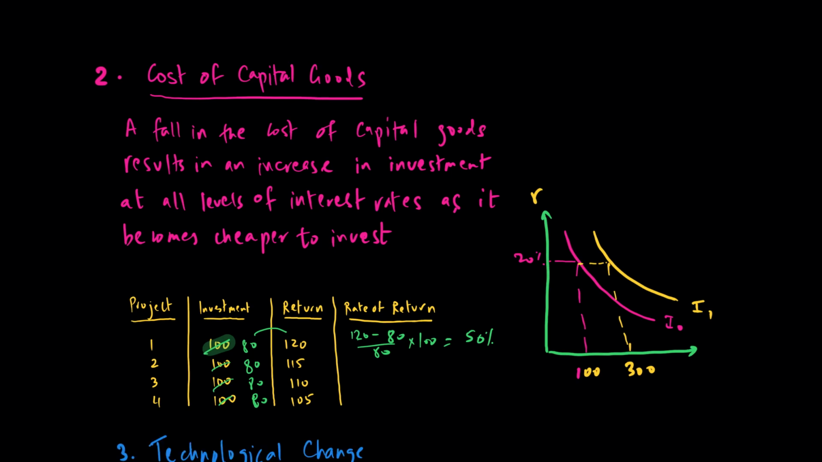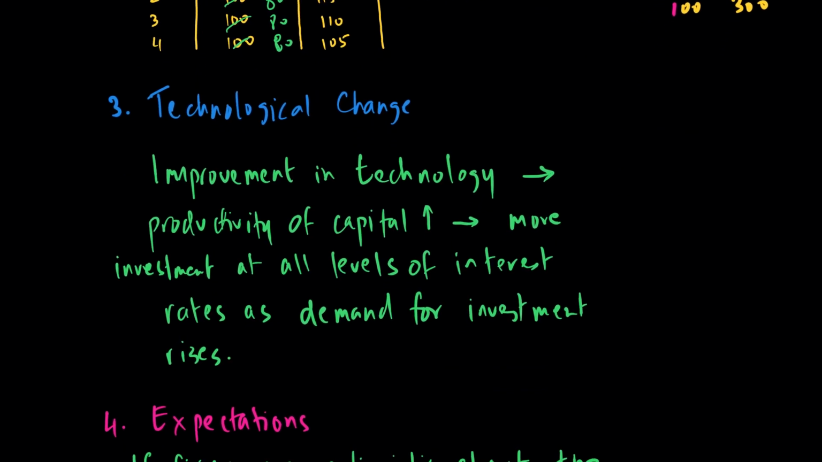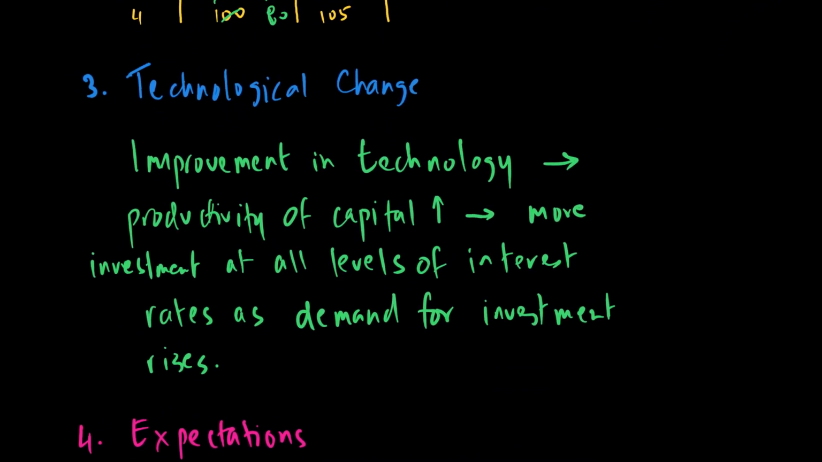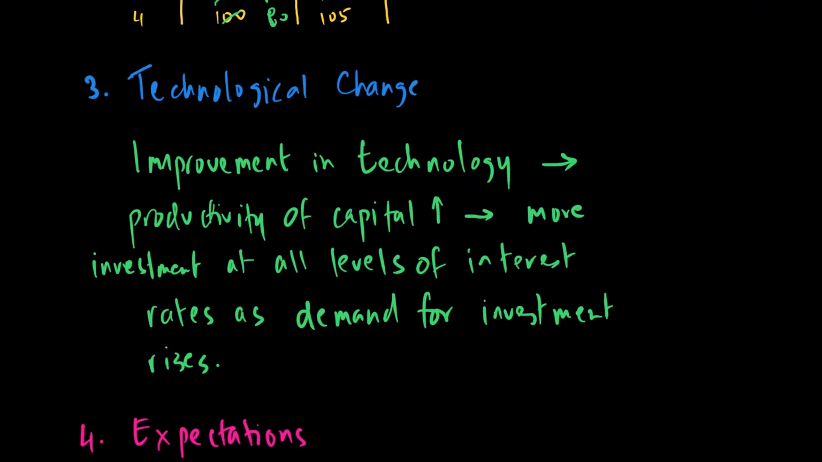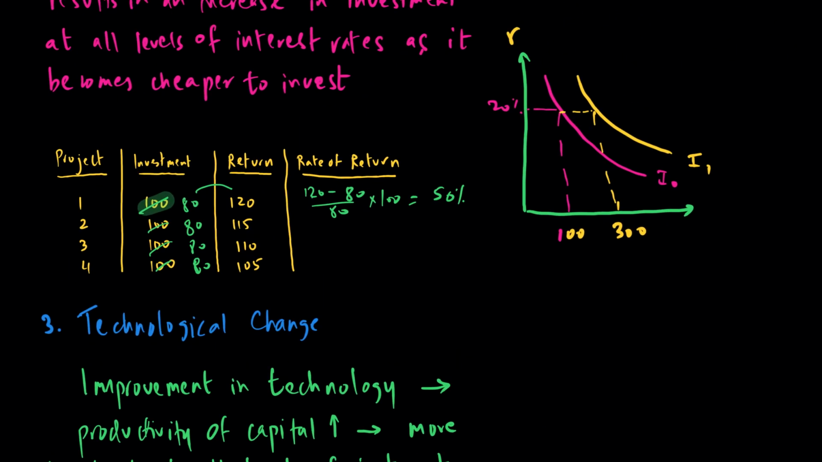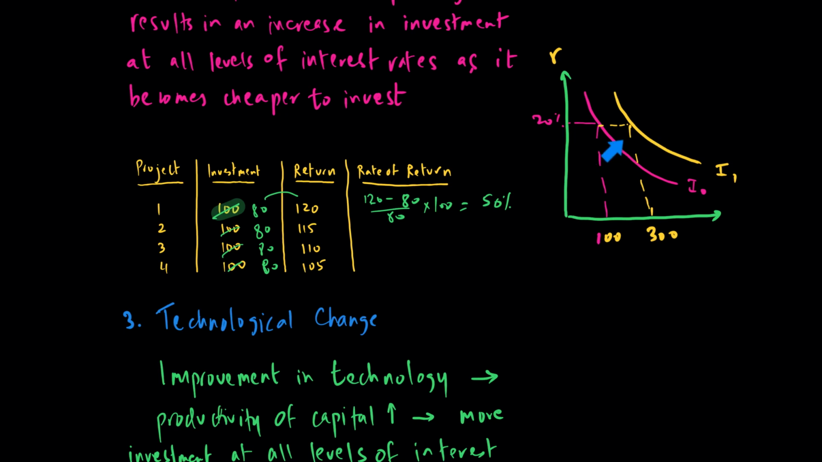The third factor we want to talk about is technological change. What if improvement in technology takes place? An improvement in technology results in the productivity of capital going up, which means the return will improve, which in turn will mean more investment will take place as the demand for investment will rise. If the productivity improves for capital, the same capital will produce you more output, the rate of return will improve, and something similar to this will happen. The demand for investment will shift to the right.